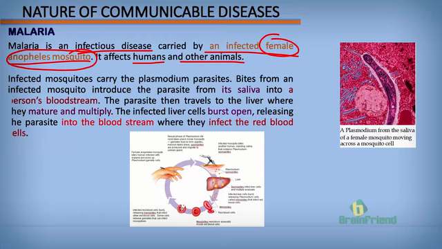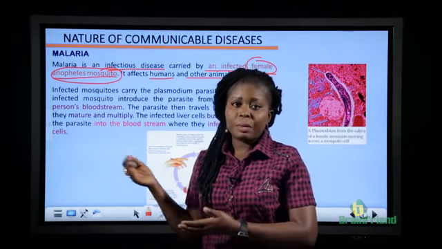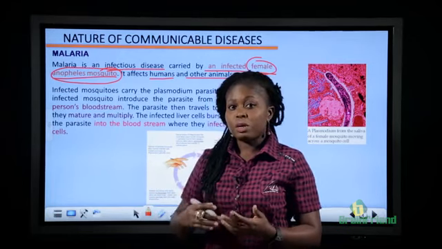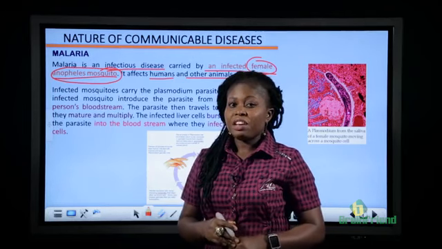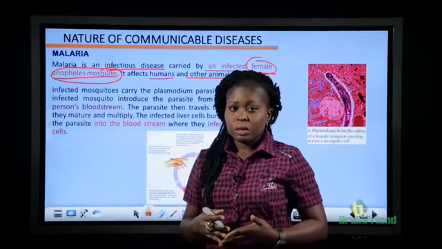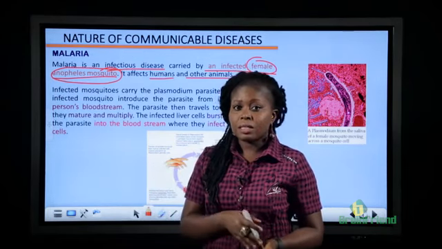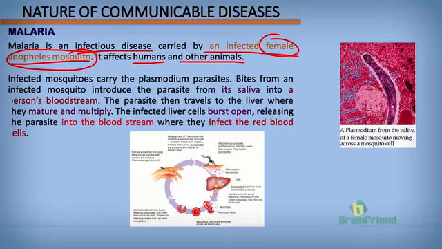You may be wondering, can I get malaria from someone who is sick from malaria? You may not be able to get malaria directly from someone, that is, through direct contact transmission. But if an infected mosquito, a mosquito that has been infected with the malaria parasite, bites a healthy person, then that person is likely to contract this disease. Infected mosquitoes carry what we call the Plasmodium parasite.